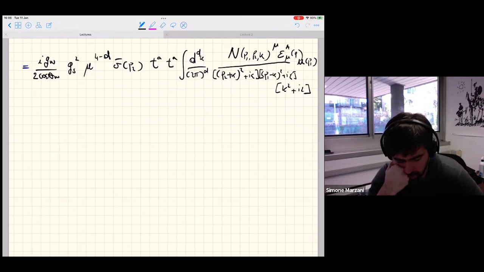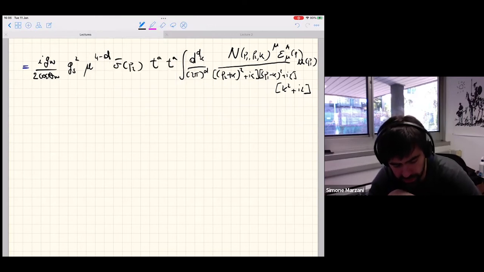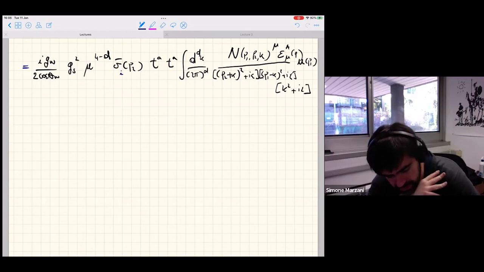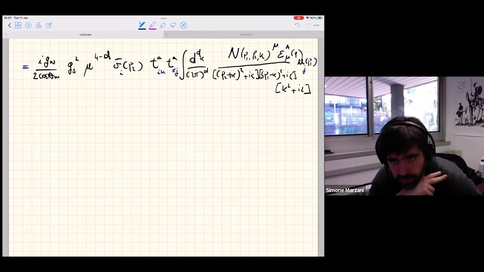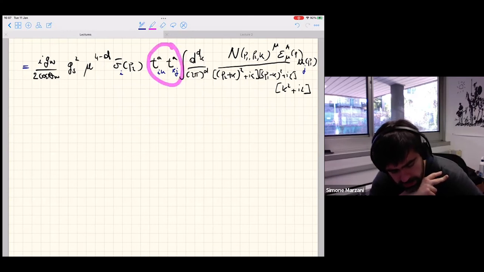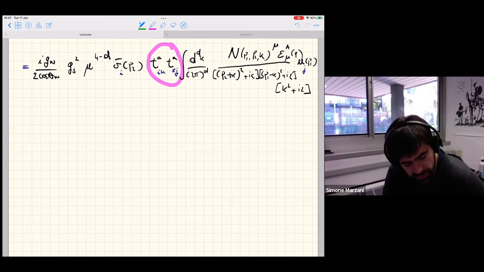Okay, so as an exercise, let me write down the color indices. How do they go? Well, here there will be an i in blue, i, k, k, j, j. And I want to work out for you these color indices. One way of doing so, one can compute it explicitly. One way, which is actually quite useful for more complicated color structures, is to use the Fierz identities.